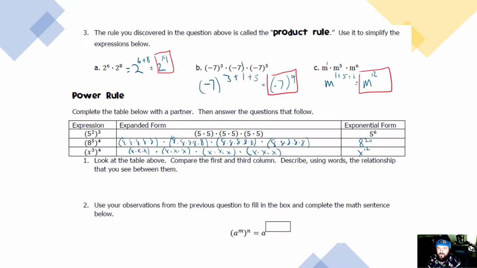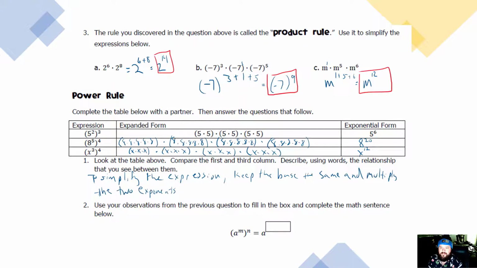Okay, so we have 4 groups of 3 x's, which gave us 12 total x's. So compare these, and what do we find out? What's the relationship? To simplify the expression, keep the base the same and multiply the 2 exponents. Again, to simplify the expression, keep the base the same and multiply the 2 exponents.